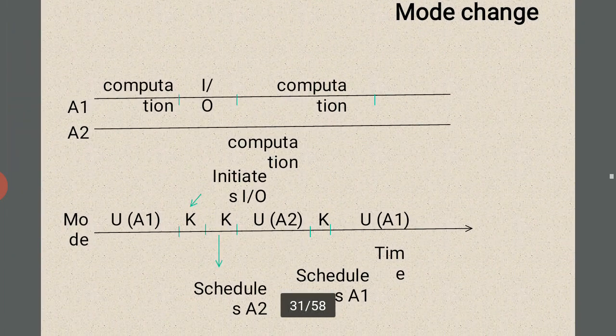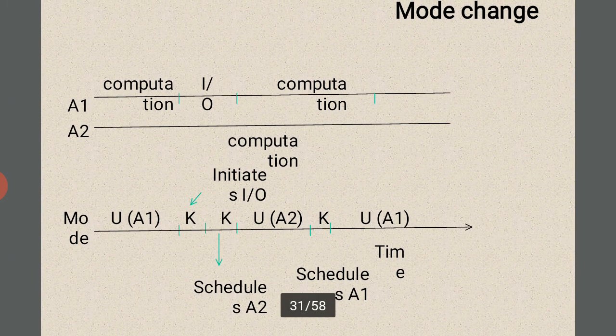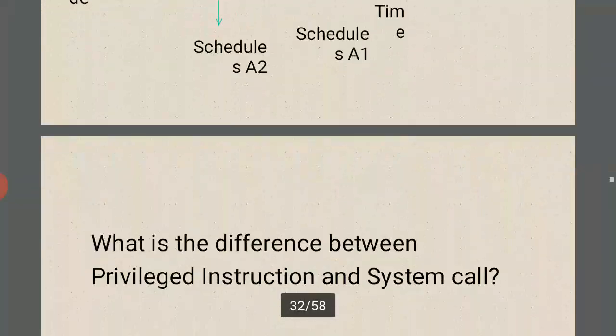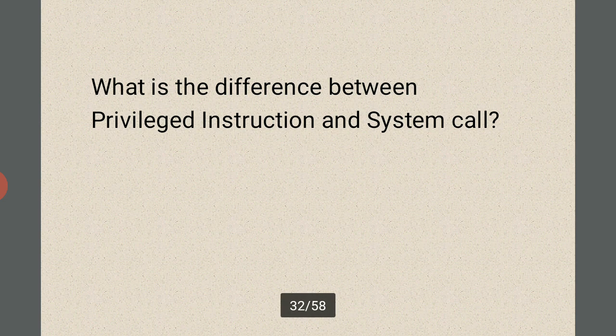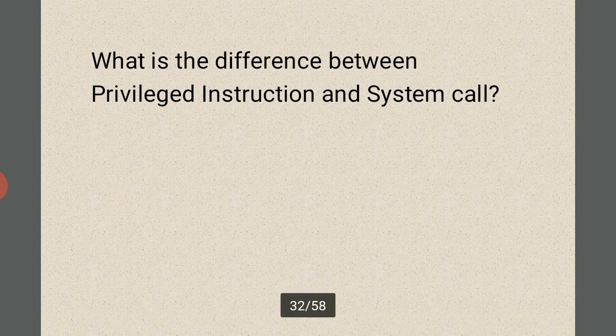Here the mode changes between computation and input output, with computation A1 and A2 in user mode. The schedule time is prepared by the operating system. What is the difference between a privileged instruction and a system call?